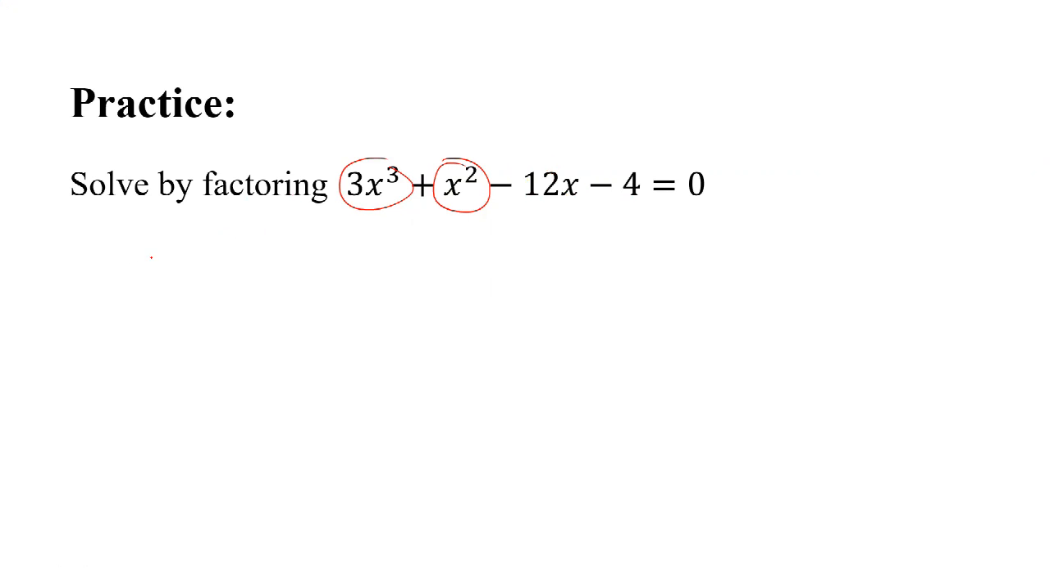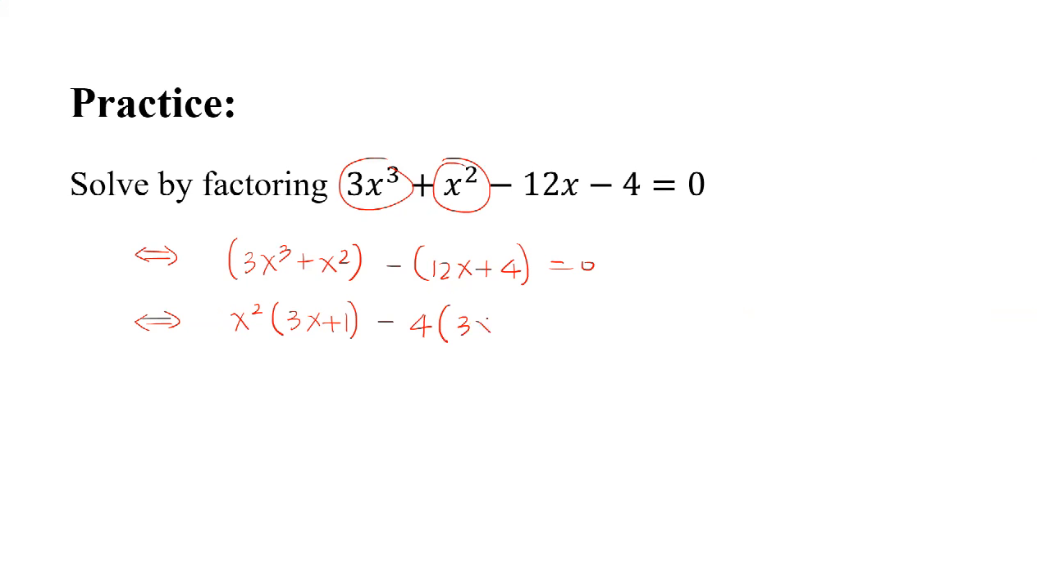Okay, so this is equivalent to, if we group the first two terms and then the last two terms, we can get the function like this: x squared times (3x plus 1) minus, we can put a 4. 4 is a common factor of the last two terms, right? Then 3x plus 1 equals 0.